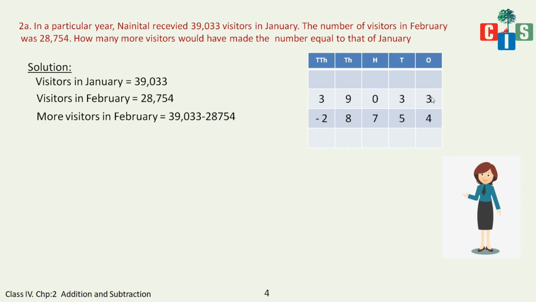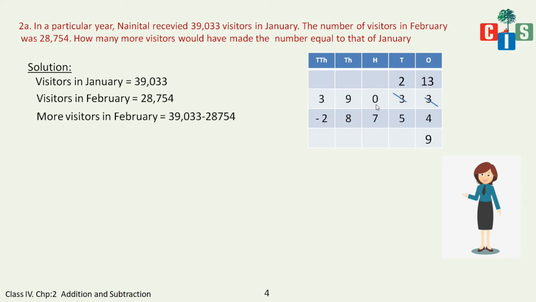Starting from the extreme right, 3 minus 4, not possible. Borrow next door, 3 will change to 2 and 3 will change to 13. 13 minus 4 will give me 9. 2 minus 5, not possible. Borrow next door, 0 is there.